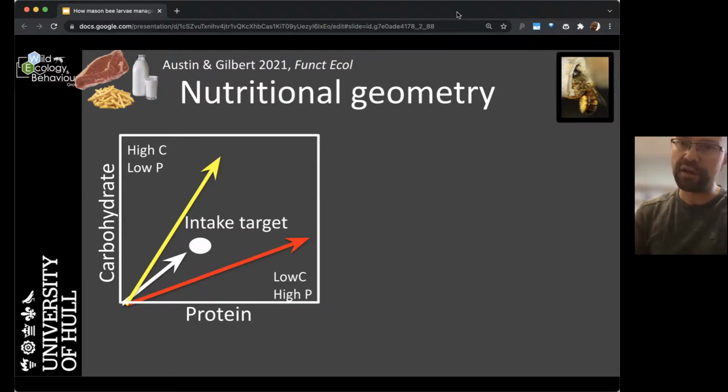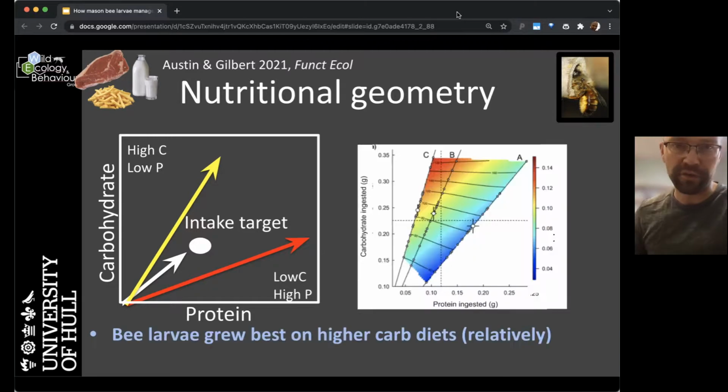We raised solitary bee larvae on 6 different diets, 3 ratios and 2 overall concentrations of protein and carbohydrate, and we found that the heaviest cocoons were obtained when the bees had eaten the highest carbohydrate in their diet and the lowest protein. So the bee larvae grew best on the highest carbohydrate diets.